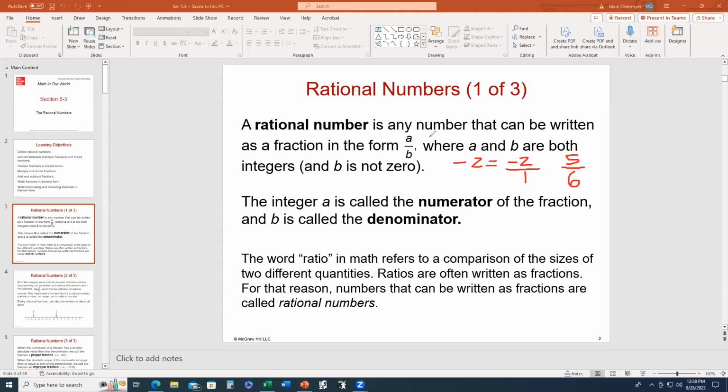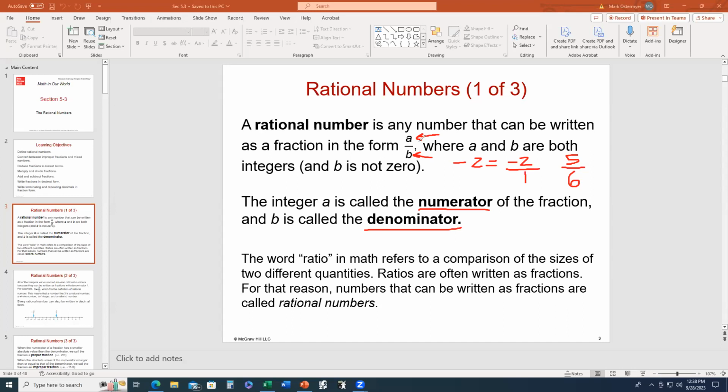Now, the top number of our fraction is called the numerator, and the bottom number of our fraction is called the denominator. An easy way to remember this is just to remember that the denominator is always in the downstairs. So D stands for downstairs, in the basement. So numerator's on top, denominator's in the basement or downstairs. It's in the bottom of the fraction.